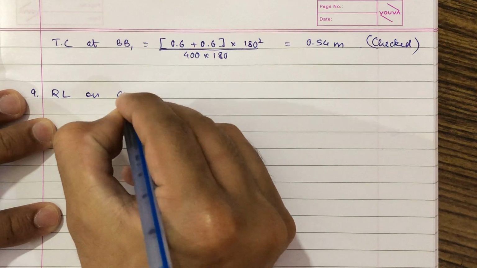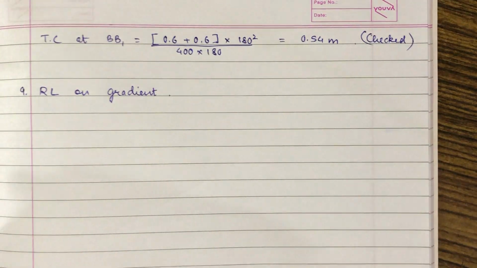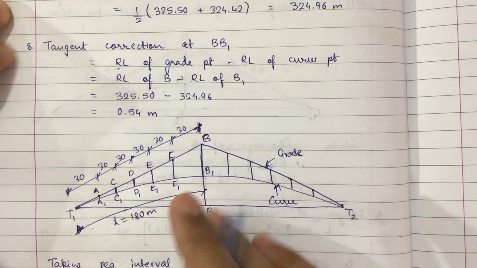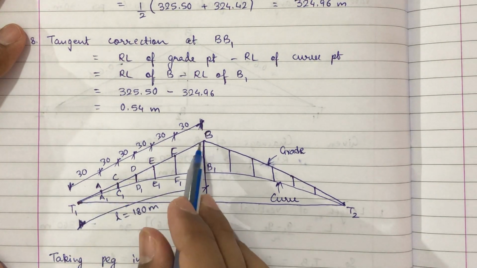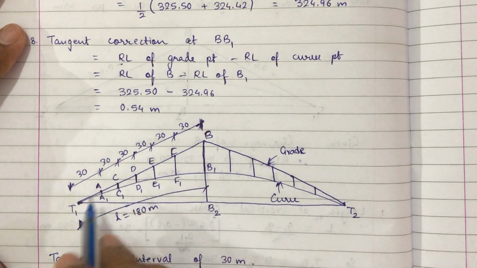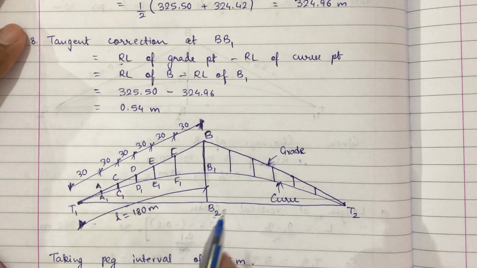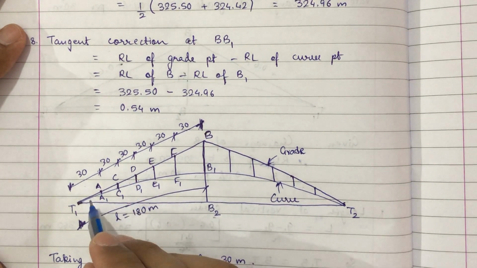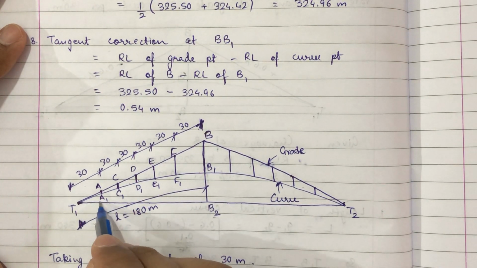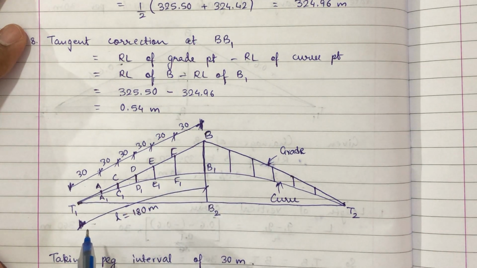So RL on gradient. Now as we can see over here, at this junction it is rising, this is an up gradient, and this gradient is falling, so this is a down gradient. So by what meter or by what length it is rising, that we have to see.